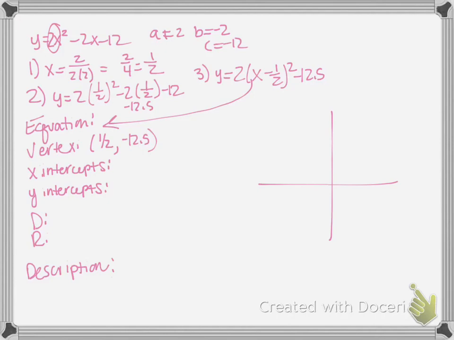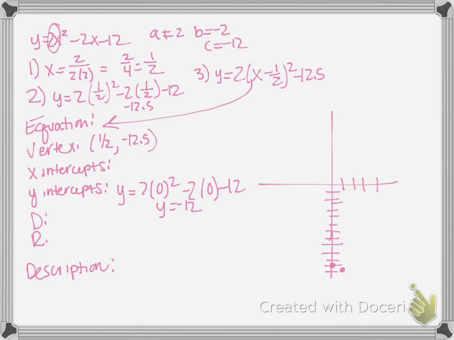Then I graph it, so I go right 1/2, down 12 1/2. 1, 2, 3, 4, 5, 6, 7, 8, 9, 10, 11, 12, 13. So I go right 1/2, down 12 1/2. There's my point. The y-intercept is going to be the faster one here because all I do is plug in 0 for x. Anytime I'm on the y-axis, the x value is always 0. So it's going to be negative 12 right there. And then quadratic formula, or you could factor for this one.